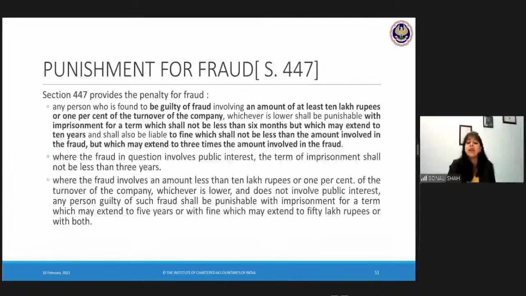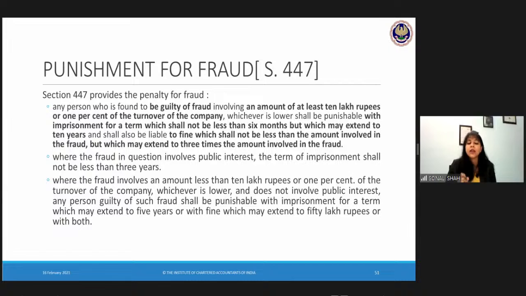So in that case, where the fraud in question involves public interest, imprisonment shall not be less than 3 years, right? I think I gave you an incorrect example. I'm sorry, this example does not suit this situation, but you can understand that wherever the statement in prospectus is such that it affects the public at large, where the number of people affected is huge, just the way it happened in the Satyam scam, or the Sahara scam, the term of imprisonment will not be less than 3 years, right?